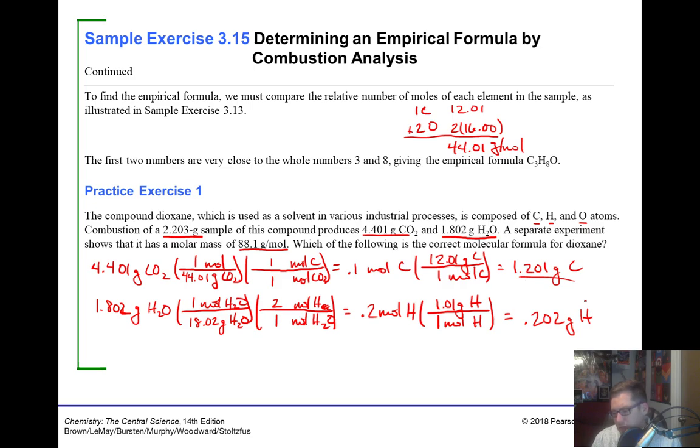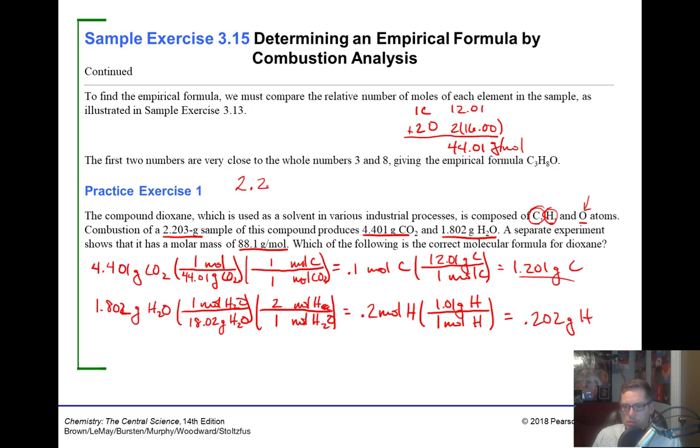Times 1.01. Yep, 0.202 grams of hydrogen. Okay, so our original sample had 0.202 grams of hydrogen and 1.201 grams of carbon. Now we have to figure out, remember, so that's those two. So it had that much carbon, that much hydrogen, but we need to figure out how much oxygen it had as well. Okay, so we know that our total sample was 2.203.